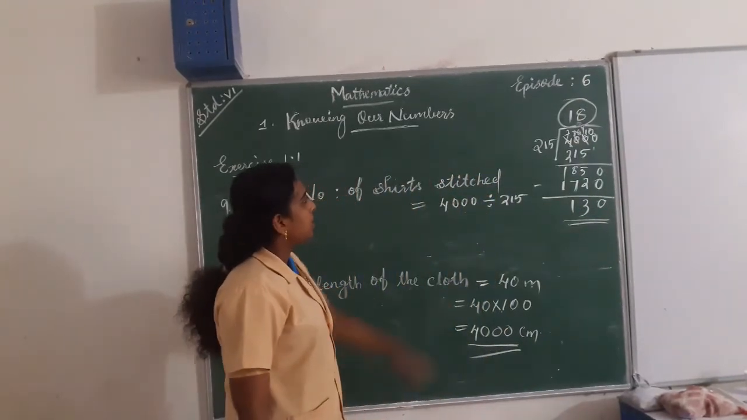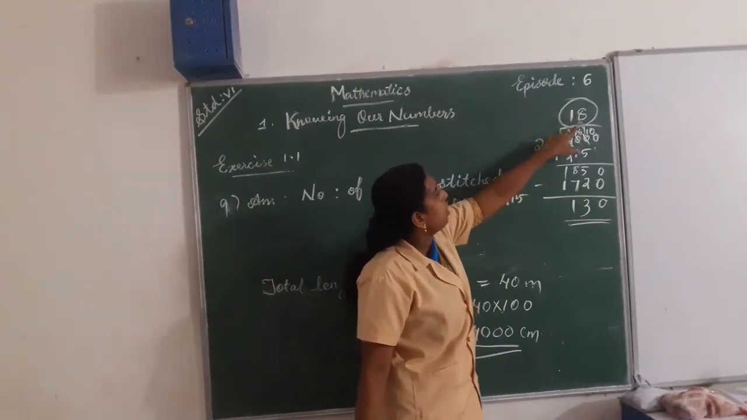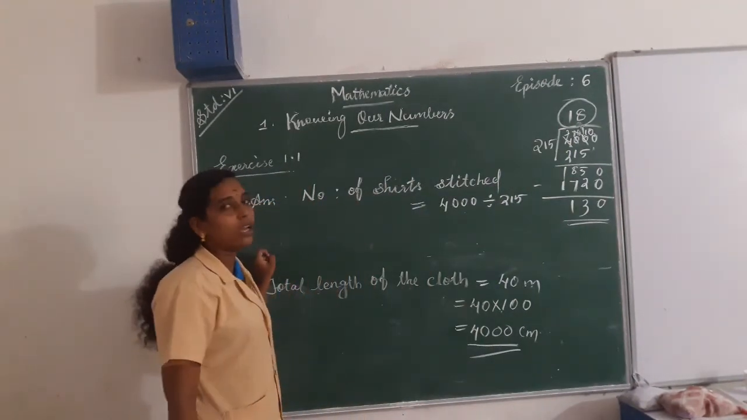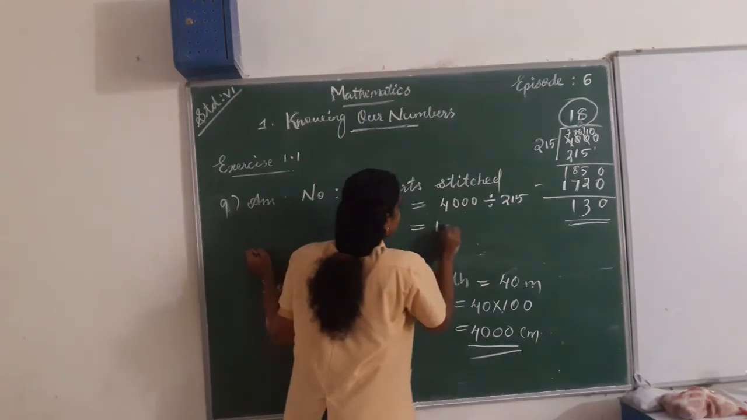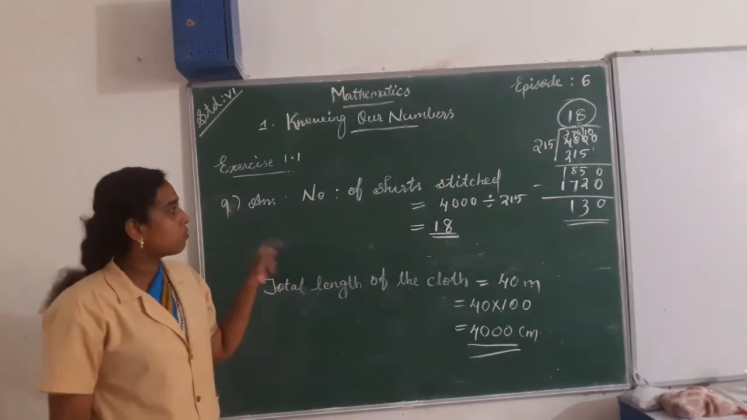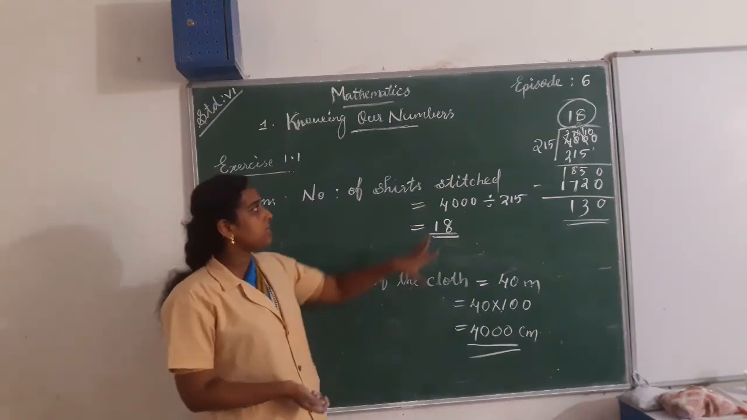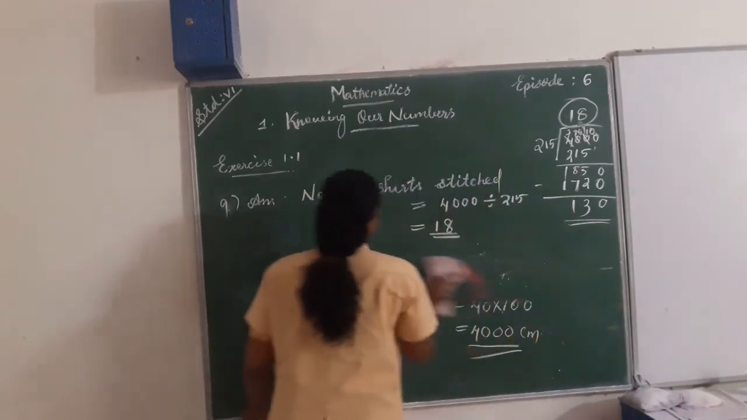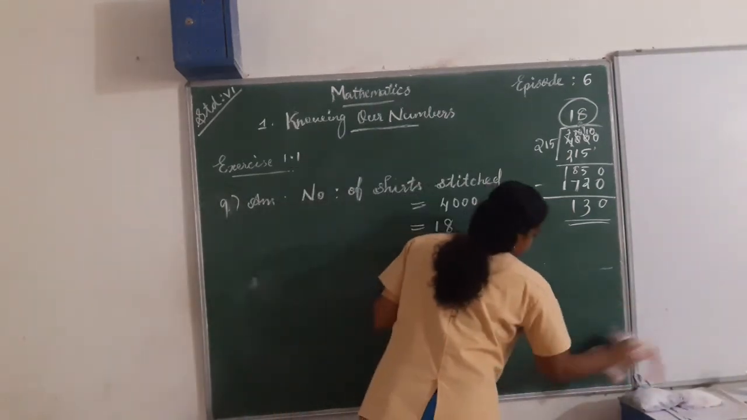So that means a total of 18 shirts can be stitched using 40 meter cloth. Okay. So our answer is 18. Number of shirts stitched using 40 meter cloth or 4000 centimeter cloth is 18 shirts. And there is also another question here.